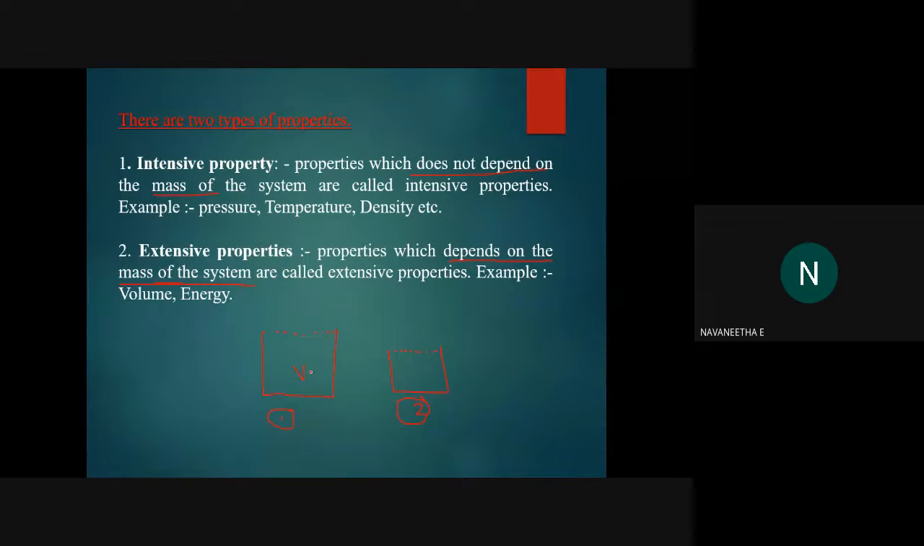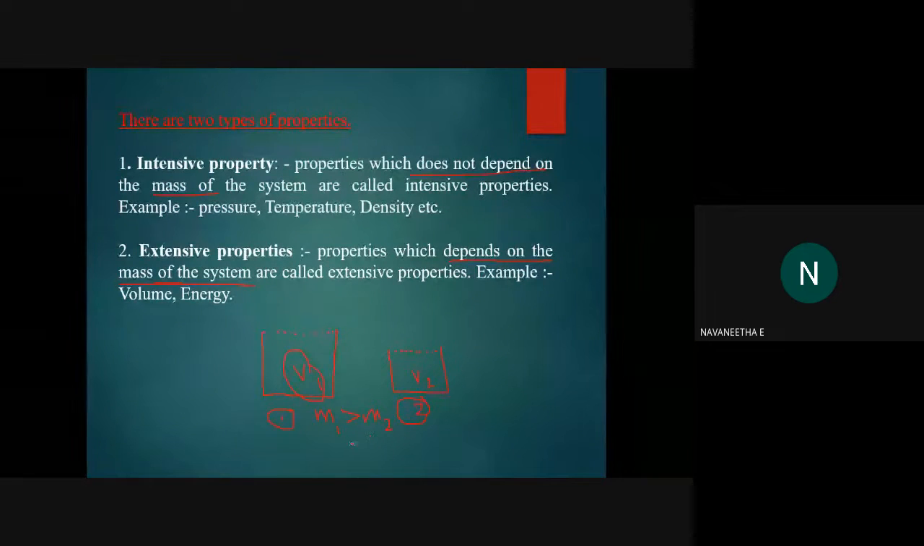So what about the mass? The mass of the first one is greater than the mass of the second one. Okay, clear? So this is V1 and this is V2. So here the property volume is depending upon the mass of the system.